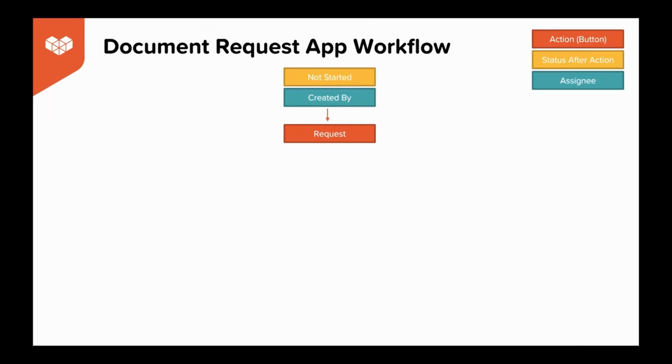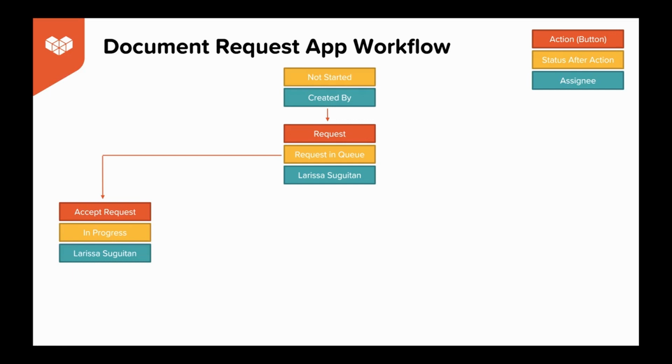With our completed workflow, once a record is saved, it reads, the current status is Not Started and is assigned to the person who created the record. The only option they have is to click the button Request. Once clicked, that status is Request in Queue and is assigned to Larissa. Larissa then has the option to accept the request and begin working on it.